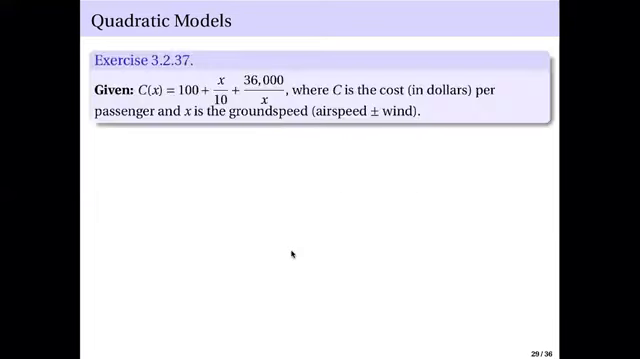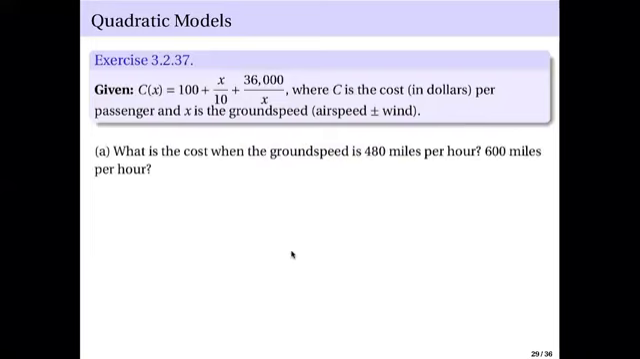So we are given that C of x. For our first problem, what is the cost when the ground speed is 480 miles per hour? And what is it if the ground speed is 600 miles per hour? It's straightforward. All we have to do is to substitute the x's: x equals 480 and x equals 600.